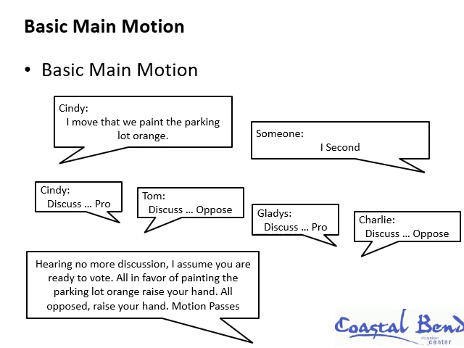Note the way an actual interchange for a simple motion might flow. This illustration starts after Cindy has been recognized or granted the floor. What is not shown here is that the discussion period is extremely flexible, ranging from none at all to essentially every member of the meeting.